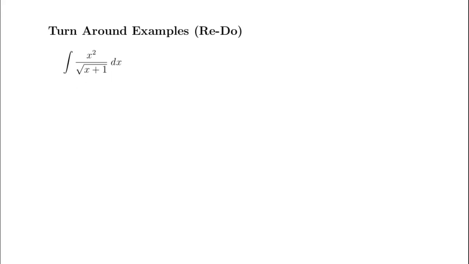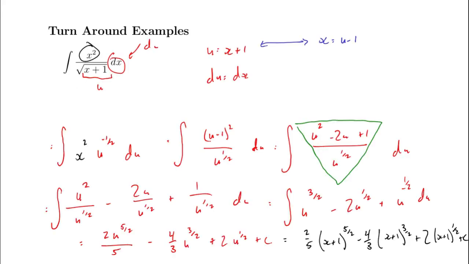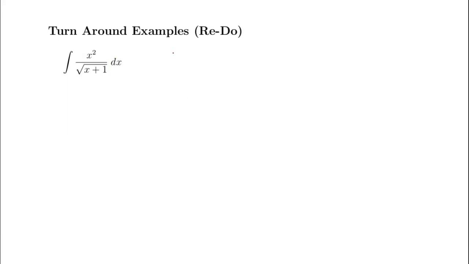What we can do is instead of picking u equals x plus 1, we can go ahead and pick something else. Let's do something like this. Oops. Let's pick u equals the square root of x plus 1. Now, instead of finding du, I'm going to do something else completely. I'm going to solve this for x right away.